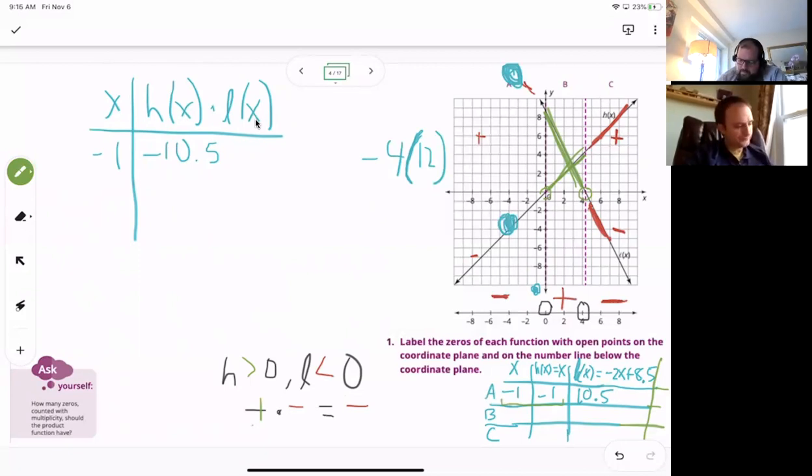That makes sense. If I choose one in the B region, I'm going to choose 2, just because that's kind of square in the middle, and 2 is a pretty nice number to plug in. h of x is going to be 2, and L of x is -4 plus 8.5, which is 4.5. If I multiply those together, you get 9. So we get 2 and 9 right up there.